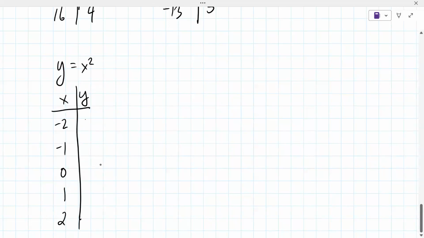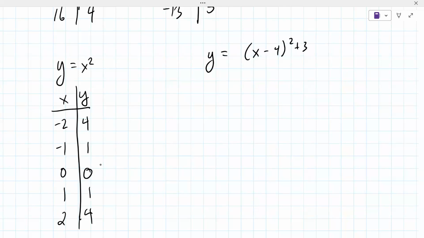-2, 4. Okay, 1, good. 0. 1, 4. Very good. Okay. So now let's say I give you a function like this, one we looked at earlier, x minus 4 squared plus 3. What are the transformations of this?